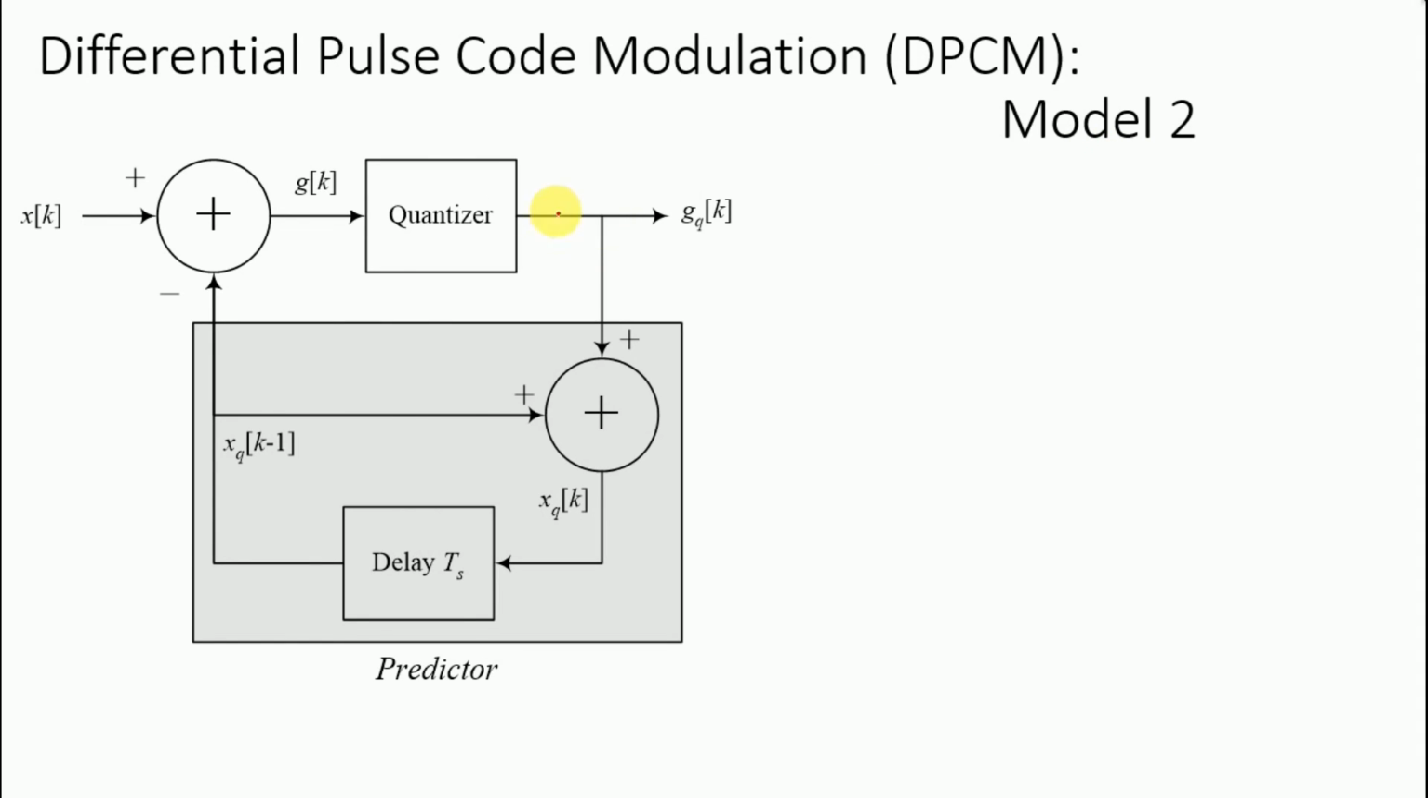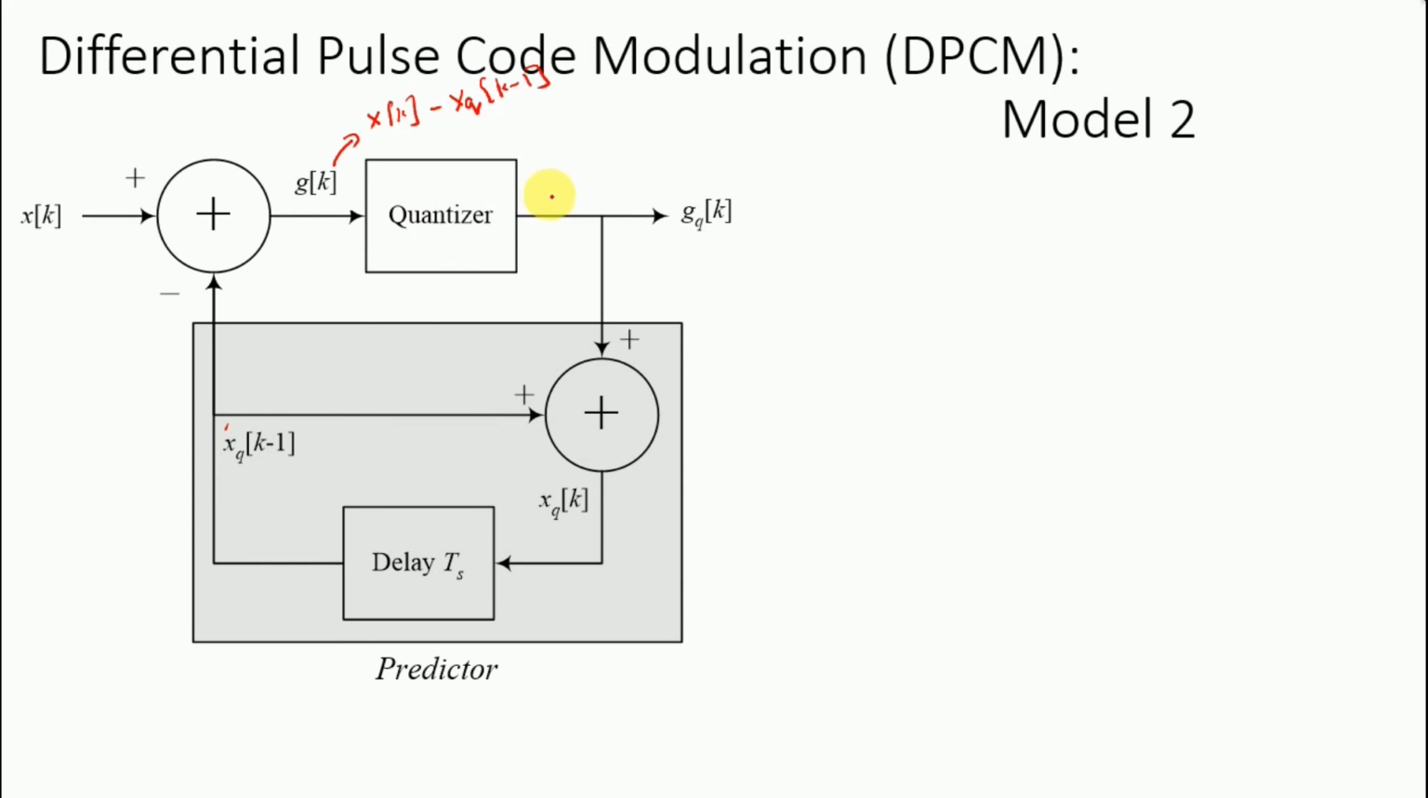So as mentioned, we have a quantizer here inside this feedback mechanism. Starting with the input, which is x of k, it goes to the summation block, and we have an output which is gk. This gk is simply x of k minus xq of k minus 1, where xq of k minus 1 is simply over here.